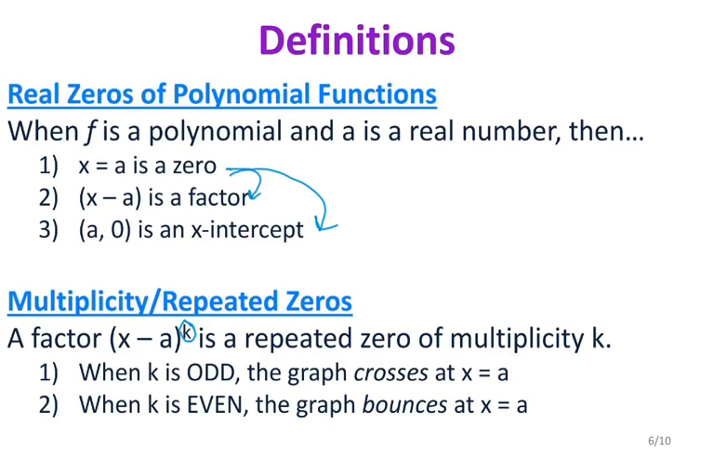And then these two pieces of information are super helpful when we're creating a graph. So when k is odd, it's going to cross at that particular zero, and when k is even, the graph is going to bounce at that particular zero. And I'll come back to this once we do the example dealing specifically with graphing.